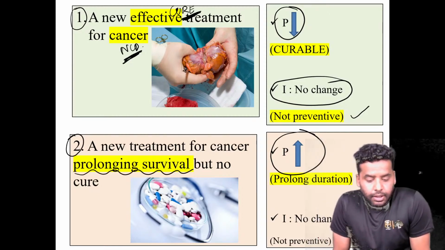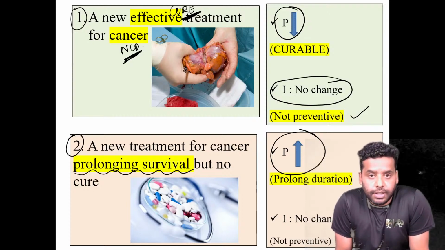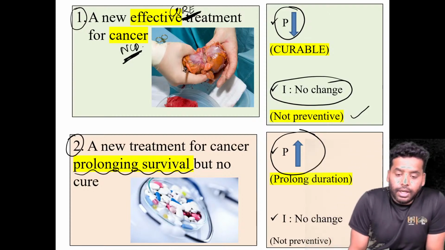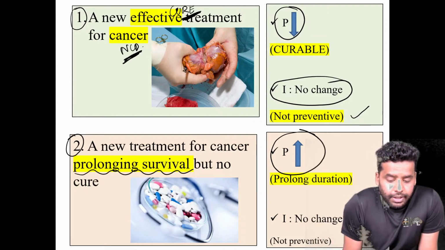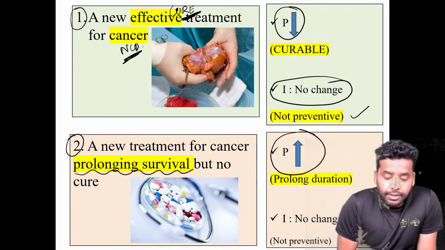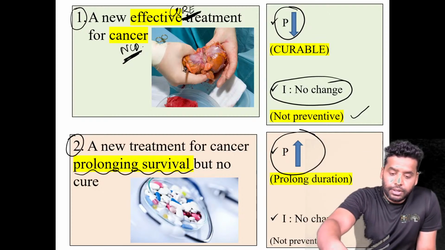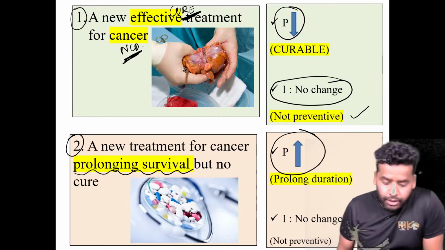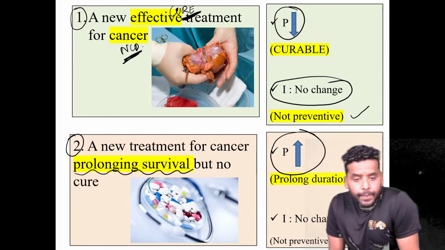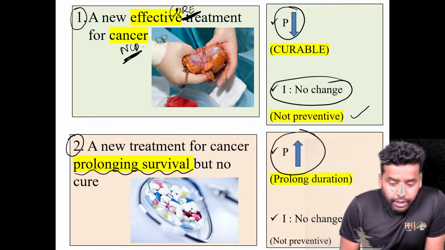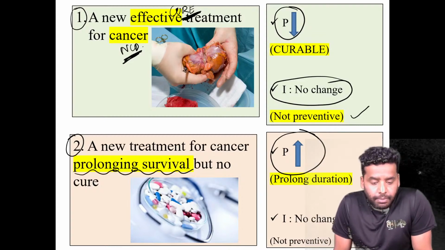Correct. Now tell me, if I treat a communicable disease, if there is one more question like this, a new treatment for a communicable disease, like you are treating a case of tuberculosis in the family. Now tell the answer. You are treating a case of TB in the family. So what will happen?